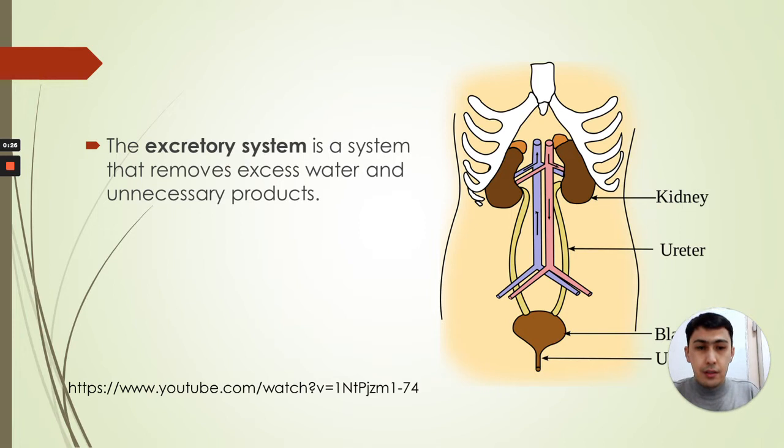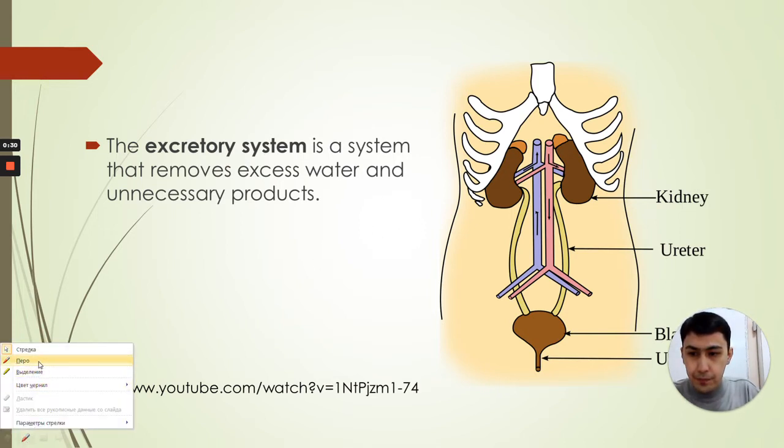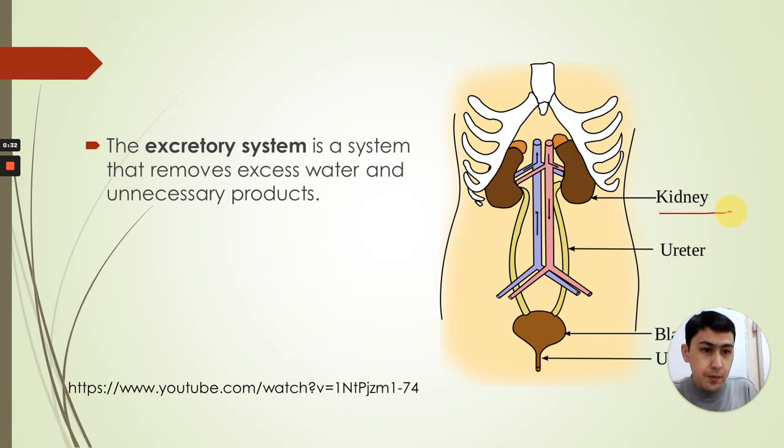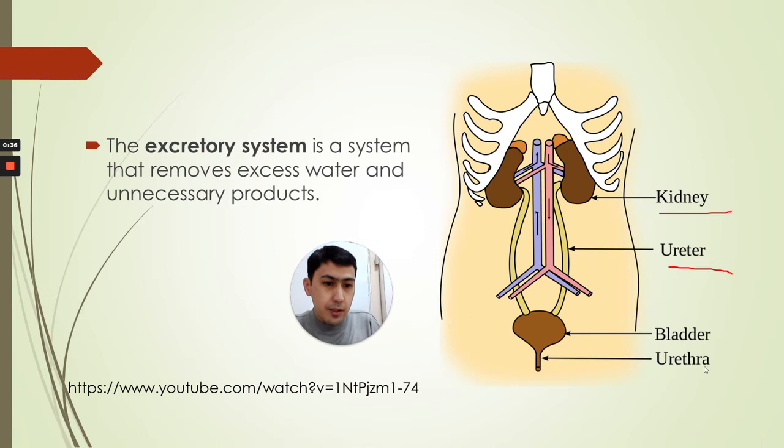The organs of the urinary system are the kidney, ureter, bladder, and urethra. Now we will study them one by one.